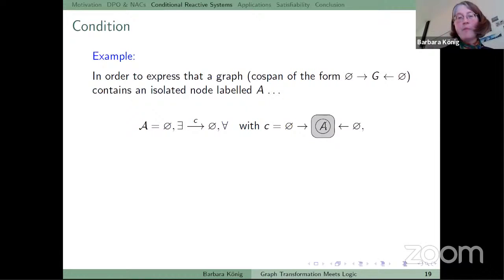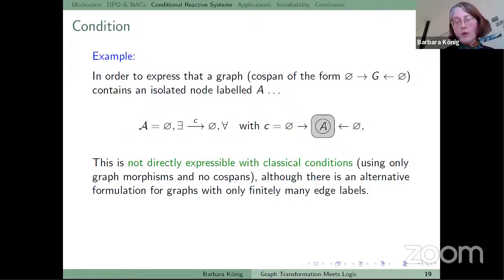And what you say is basically G must satisfy the property that it can be decomposed into this Cospan and something else. And in this setting, if it can be decomposed into this Cospan and something else, it means it contains this node as an isolated node, because there's nothing in the interface to connect it to anything else. This is not so easy to express with classical conditions where you don't have Cospans, but just morphisms. But okay, if you have finitely many labels, you can do it by saying there is a node that is not connected to any of your edges. But if you have infinitely many labels, this will be difficult.